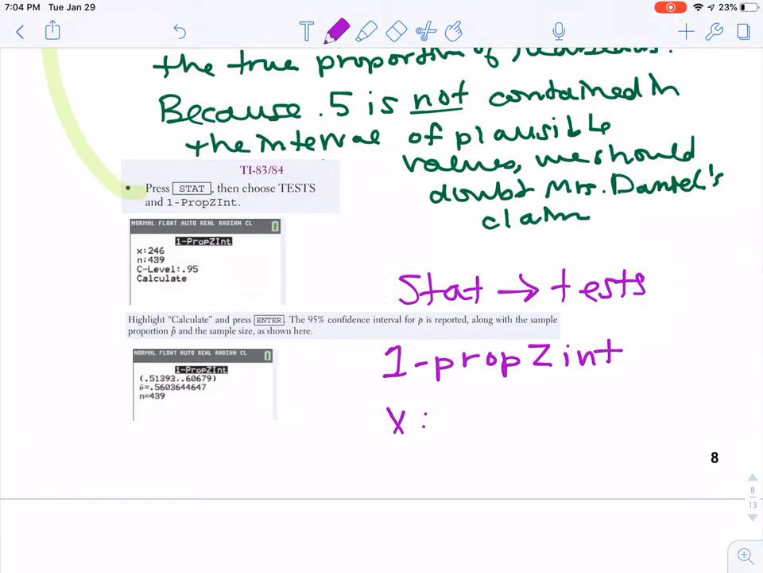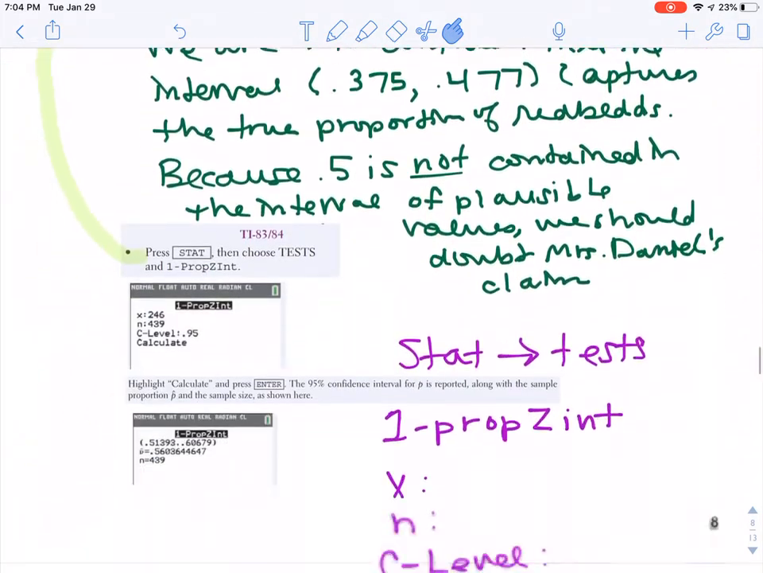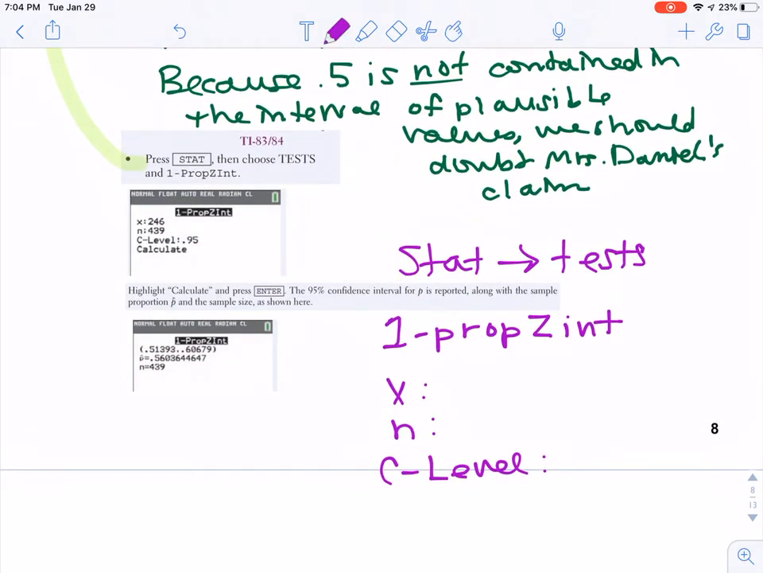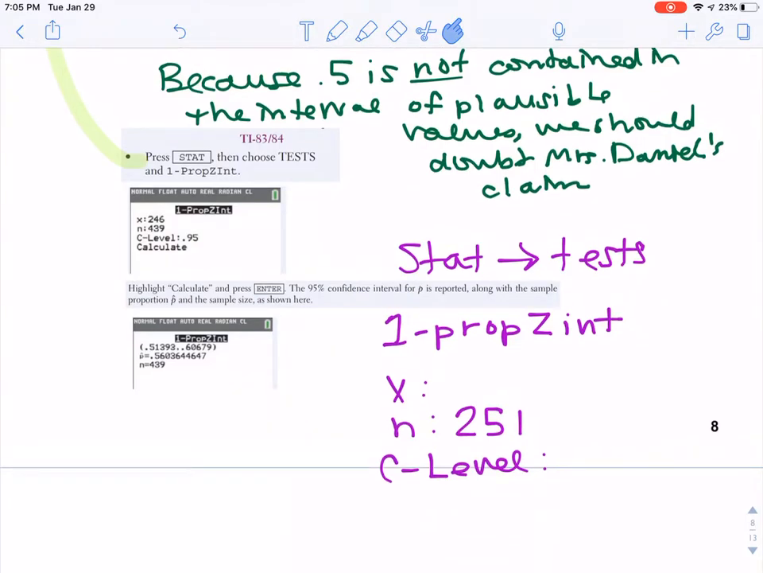It's going to ask you for x, it's going to ask you for n, and it's going to ask you for a confidence level. The n is what we always know to be the sample size. So on this problem, the sample size was 251. I'm just going to write that down here on the paper. The confidence level is obviously, what were we doing here? 90%. So you do 0.90.